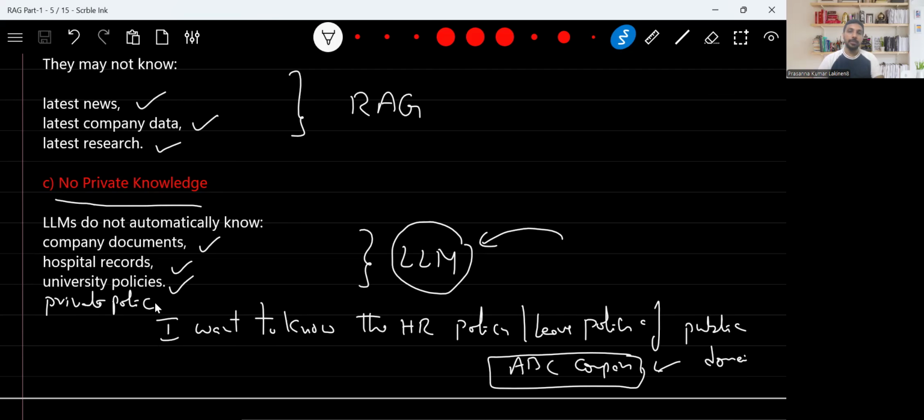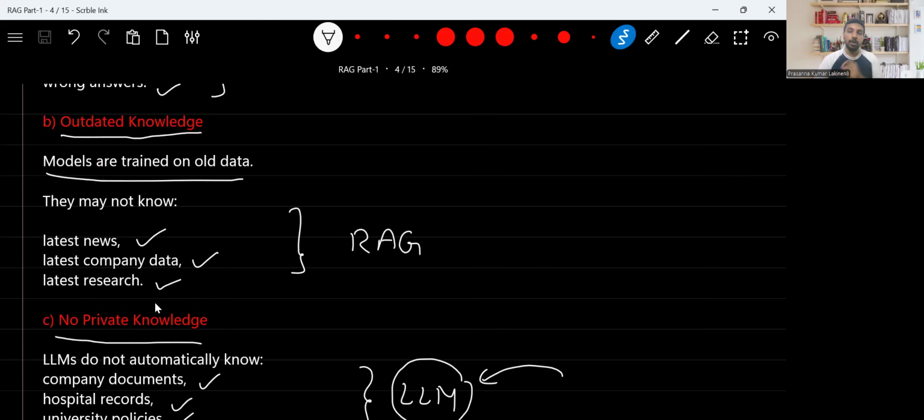Second one is outdated knowledge. Why is it outdated knowledge? We cannot train the LLMs on a daily basis. It is a very costly affair. We have to train billions of parameters. You need a lot of computational resources. So it is impossible to train an LLM on a daily basis. Now what happens? Definitely LLMs will have old knowledge, old data. Because of that, LLM doesn't know the latest news, latest company data, and the latest research policies.